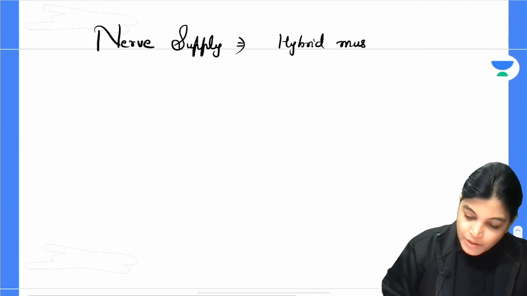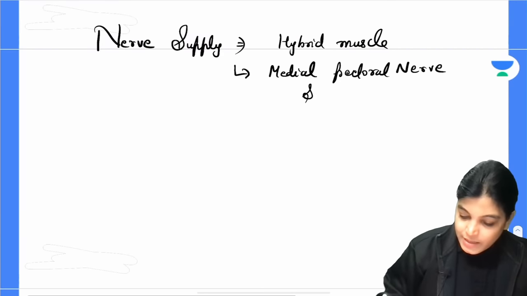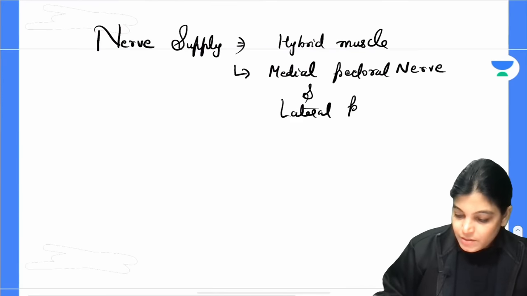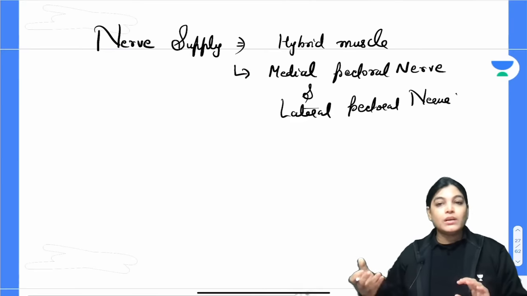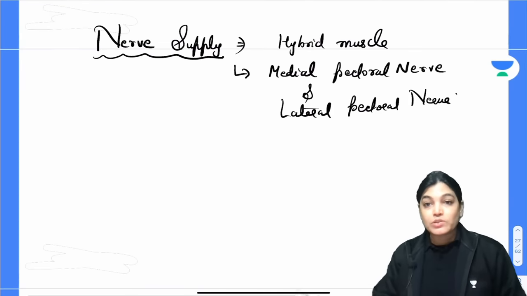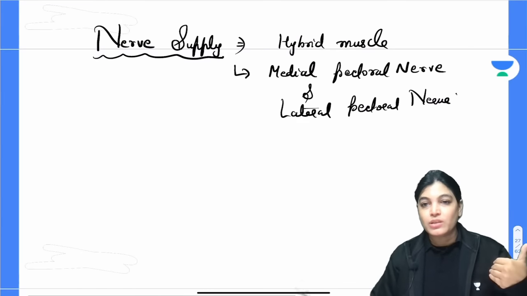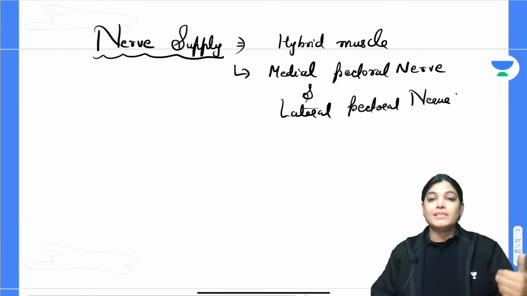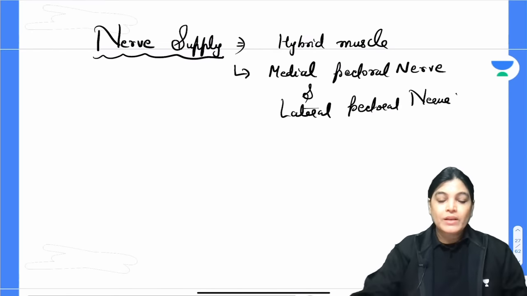Why? Because it is getting innervation from both the medial pectoral nerve and the lateral pectoral nerve. Please don't worry about which part of the brachial plexus is the source of the medial and lateral pectoral nerves, because in the consecutive sessions I will also take the brachial plexus and the other topics. You will know that the medial pectoral nerve is a branch of the medial cord of the brachial plexus, and the lateral pectoral nerve is a branch of the lateral cord of the brachial plexus. So we have done with this.